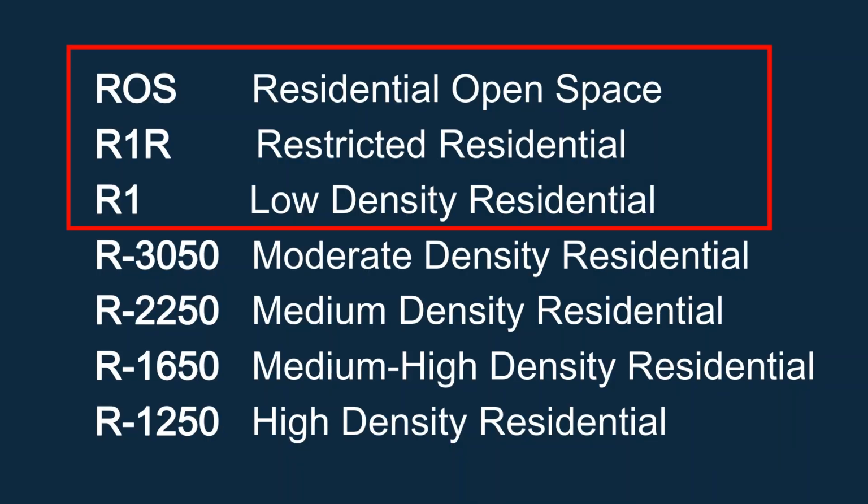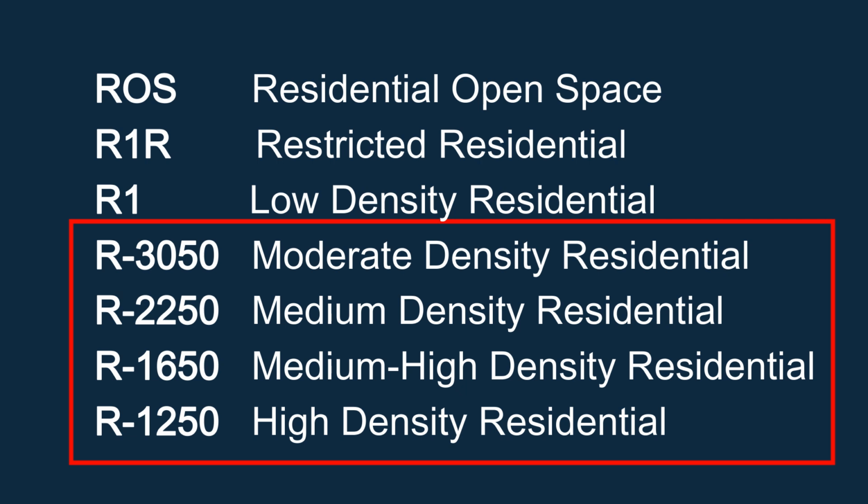So in R zones, the lowest intensity are single-family zones, with ROS representing residential open space, R1R representing restricted hillside development, and R1 representing typical single-family development, usually on flat terrain. Then, there are multifamily residential zones, each indicating the number of housing units allowed on the site. For example, R3050 allows 1 unit for every 3,050 square feet of parcel area, R2250 allows 1 unit for every 2,250 square feet of parcel area, and so on.